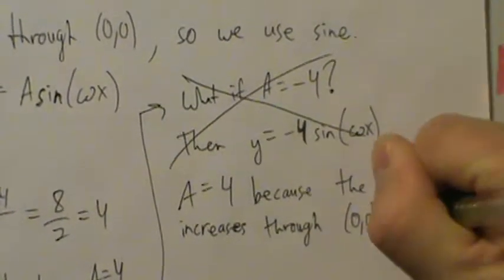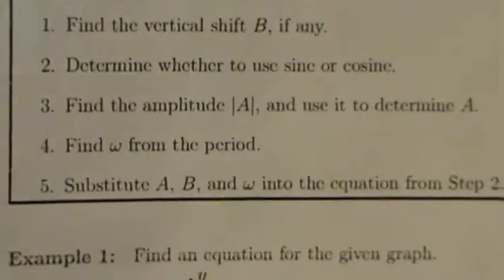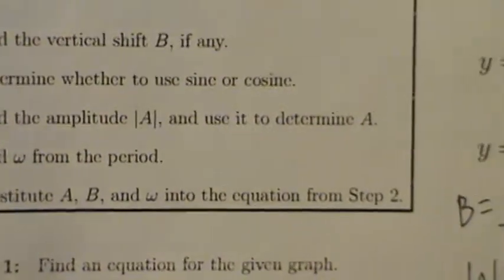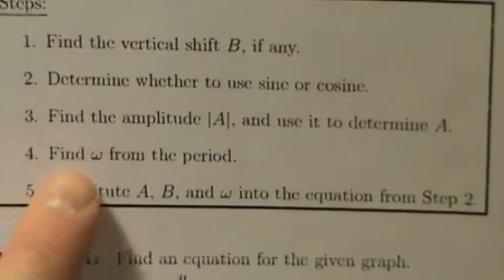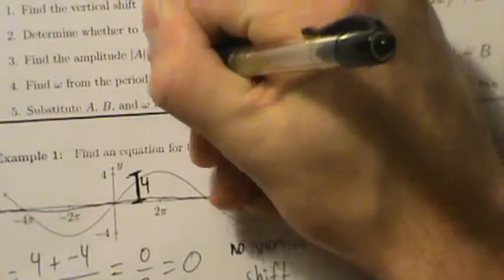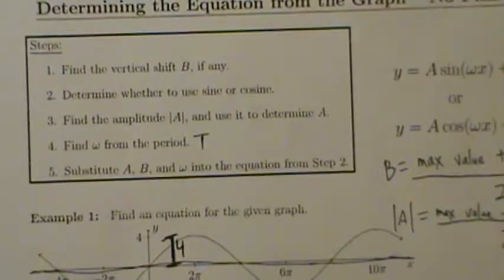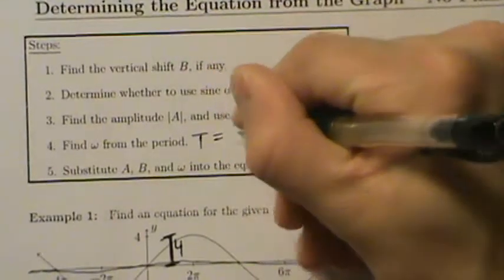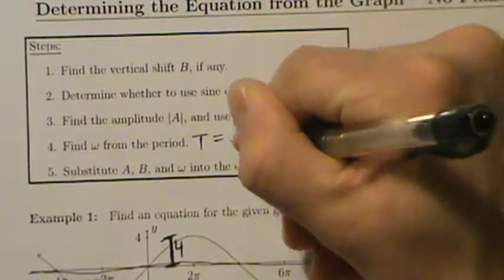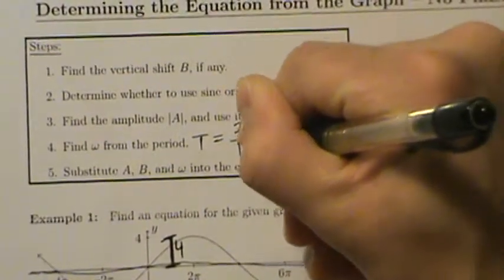So starting to run out of room, but I think we'll be okay. Now that's step 3, find the amplitude, absolute value of A, and use it to determine A. Now step 4, find omega from the period. Remember, in general the period is T, right? We talked about that in an earlier video, and it's always 2 pi divided by the absolute value of omega.